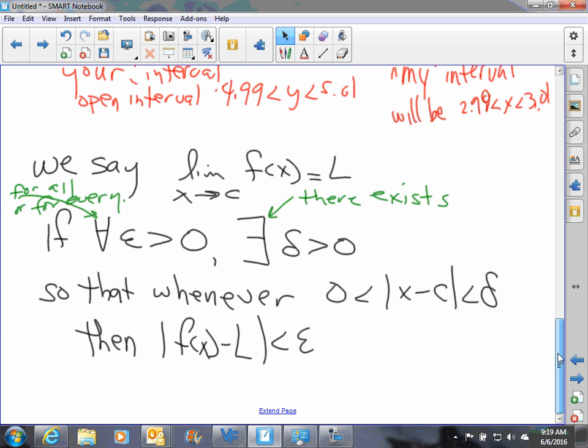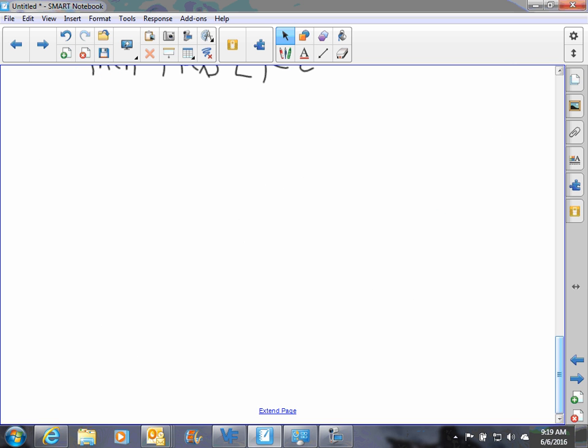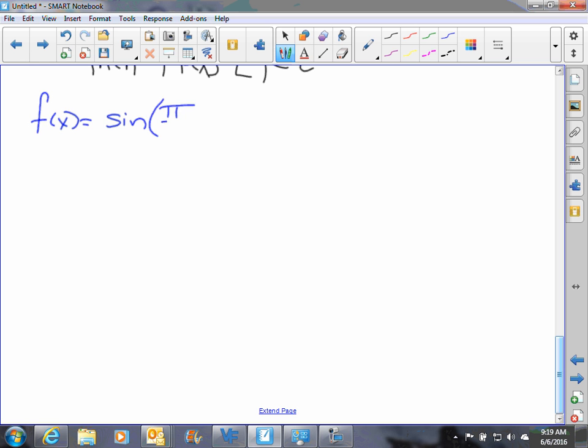Now, let's take a look at the case where the value we're trying isn't the limit. The one that I want to use is the sine of pi over x. So f of x equals the sine of pi over x. And I want to claim that the limit as x approaches 0 of f of x is equal to 0.